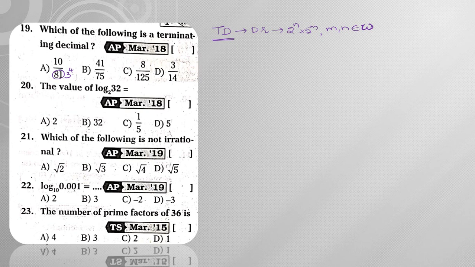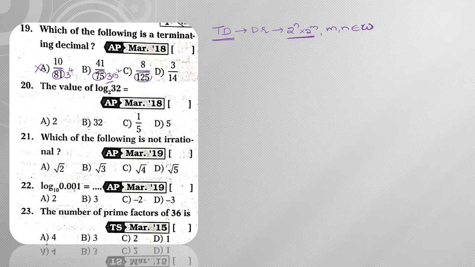But what do we need? We only need the 2 power n into 5 power m form. So this is not applicable. Next, 75. So 75 means 25 threes. So 25 threes means 3 into 5 square. Again we are having another prime factor 3, right? Next, so this is not possible.